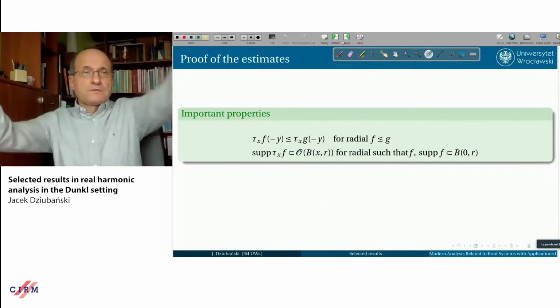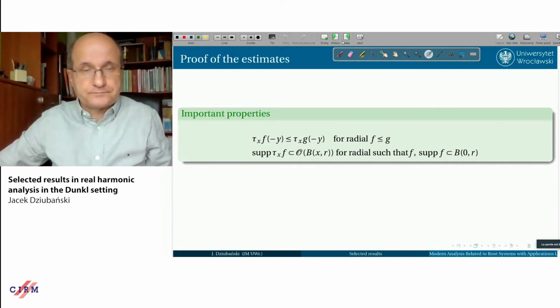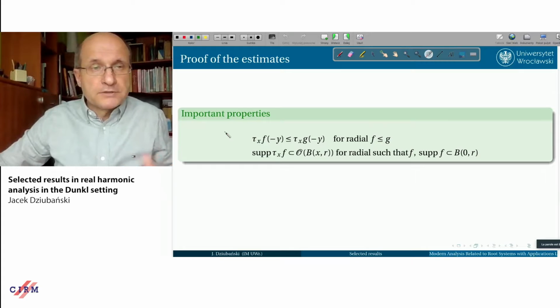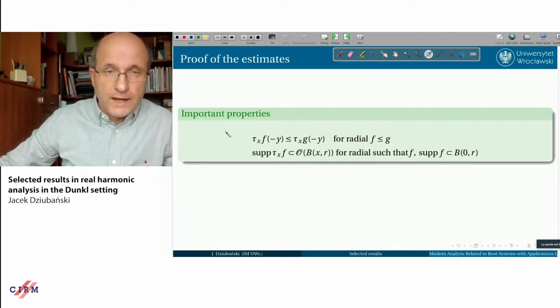And now I want to sketch the proof of this improvement. Important properties which are consequences of the Margit-Rösler formula: if f and g are radial, and f is smaller than g, then the same happens for translations.